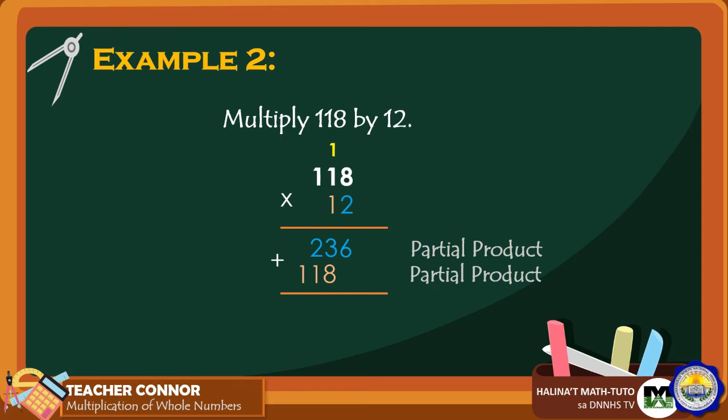Step 3 is to add the digits of the partial products by column. Bring down 6. 3 plus 8 is equal to 11. Write down 1 and carry 1 to the next column. 2 plus 1 is equal to 3. Don't forget to add that carry 1 we put a while ago. And that gives us 4. Lastly, bring down 1. So our final answer will be 1,416.